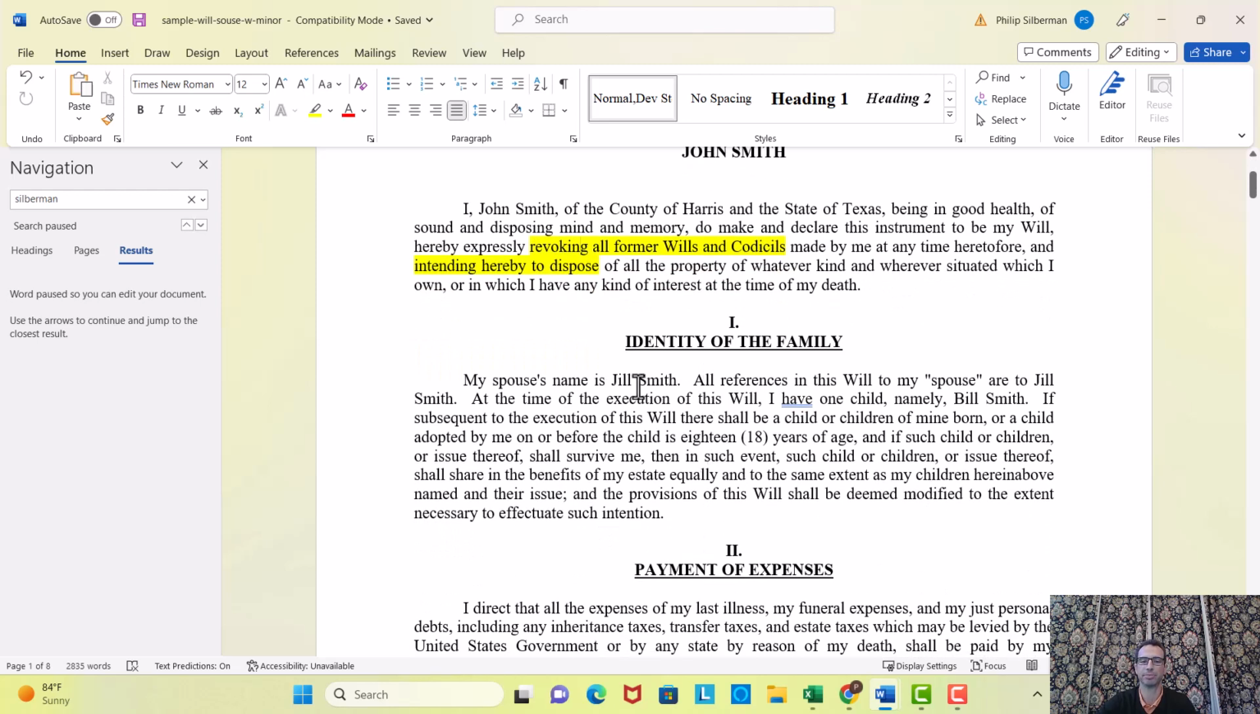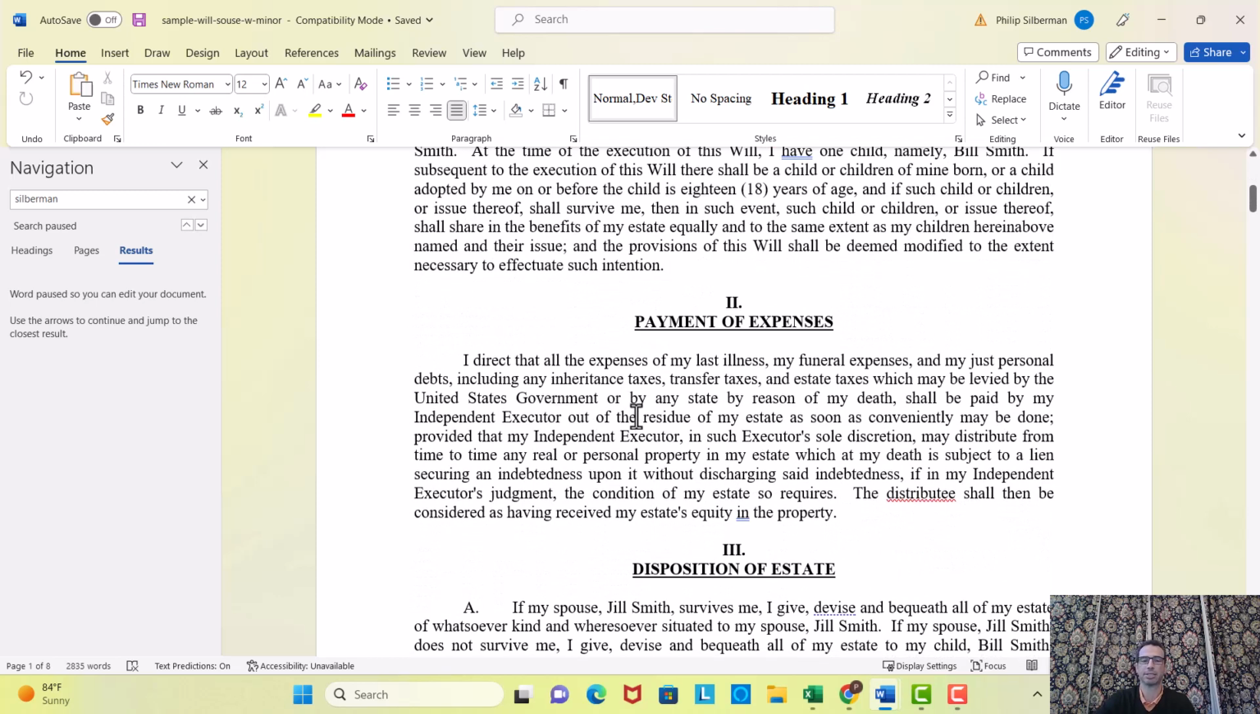Moving along, we have some basic identity information of the family that lists the spouse and any children. And then we come to the next section, which is payment of expenses. It just directs that the executor should pay all expenses associated with the estate out of the estate.